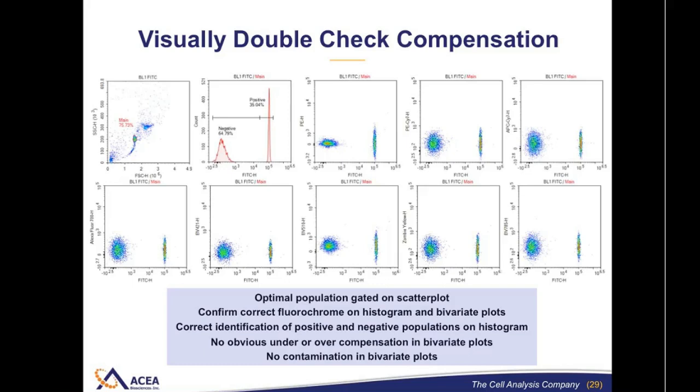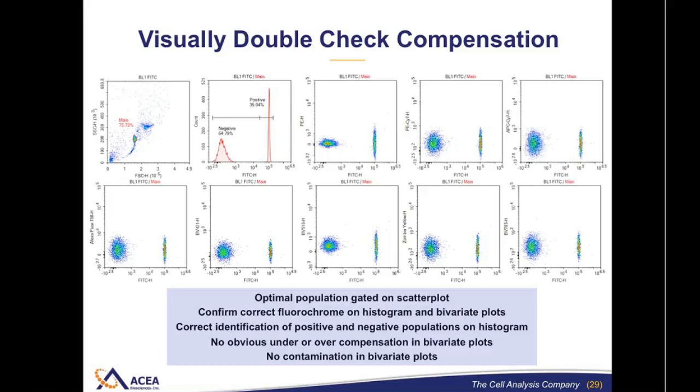Then you want to look through all the bivariate plots to make sure that there are no instances of over or under compensation, and also that there's no contamination present in the sample. If you do see areas of concern, it's really better to address them before compensation is applied to the experimental samples. In looking at the data on this slide, it's pretty straightforward and it looks pretty good visually. Later on, I'll show some examples of some serious compensation challenges.